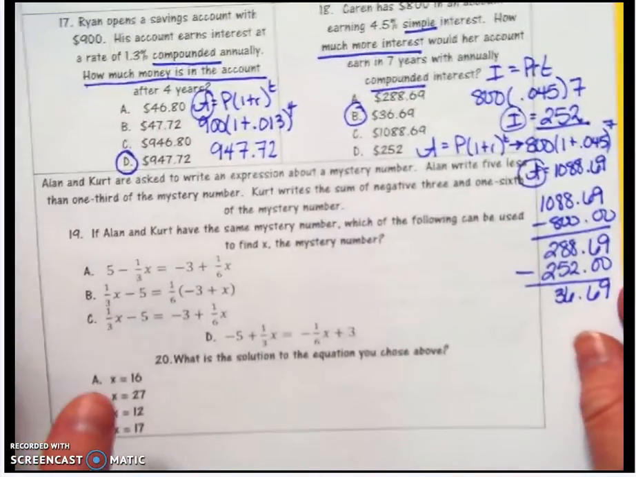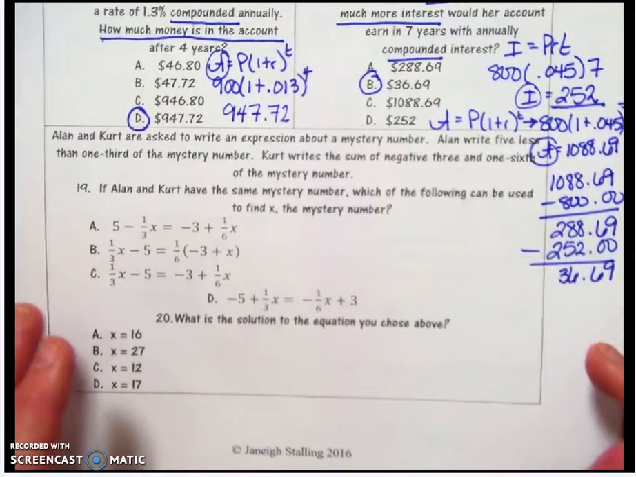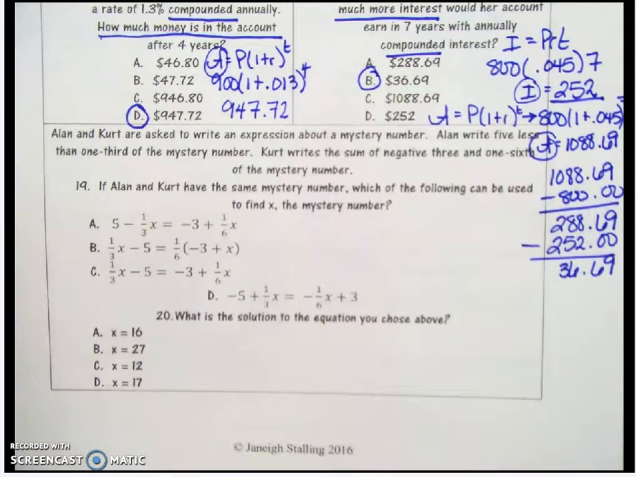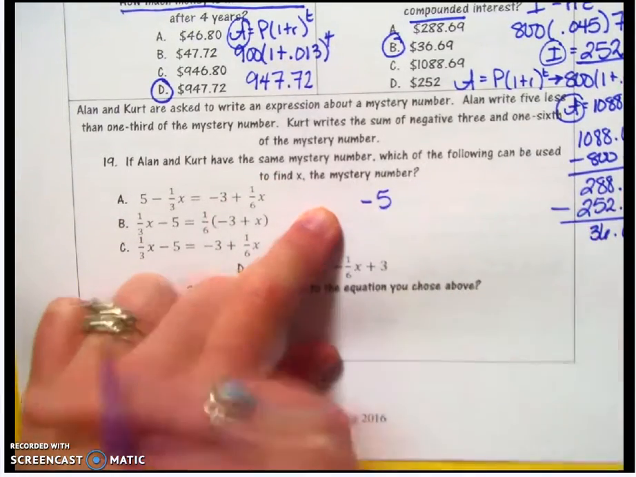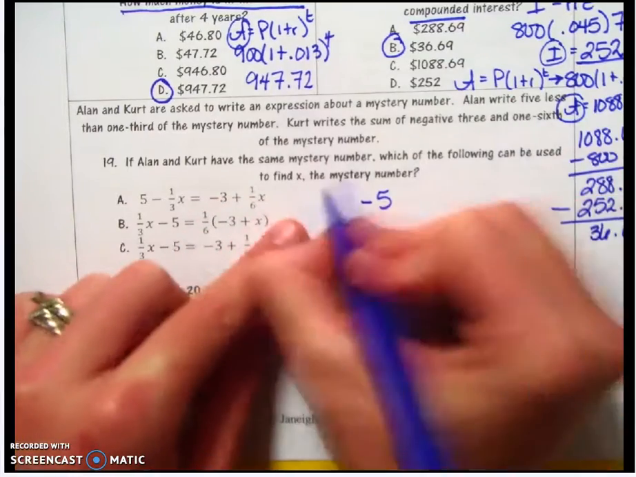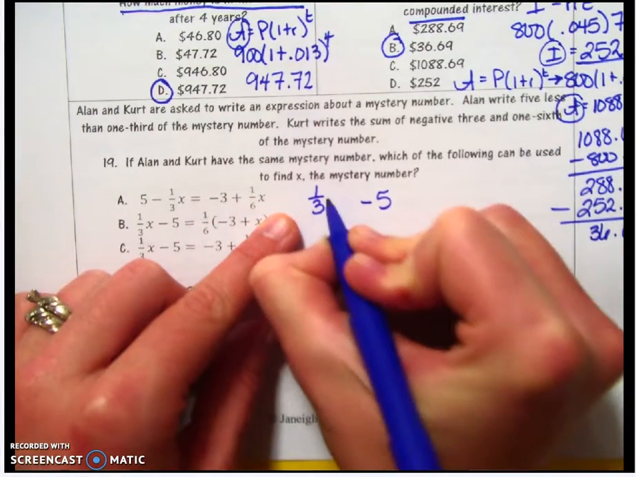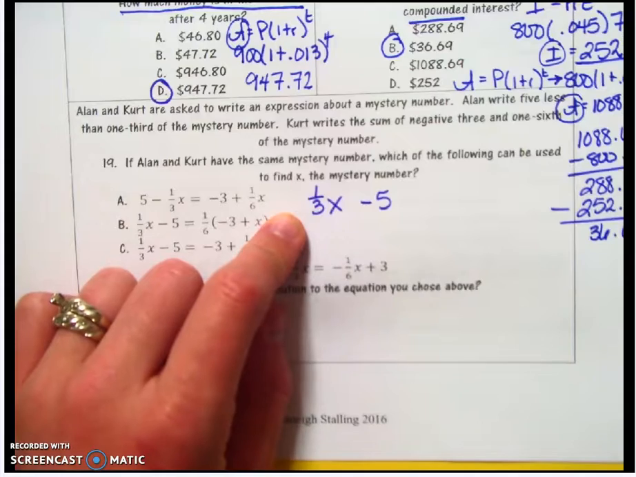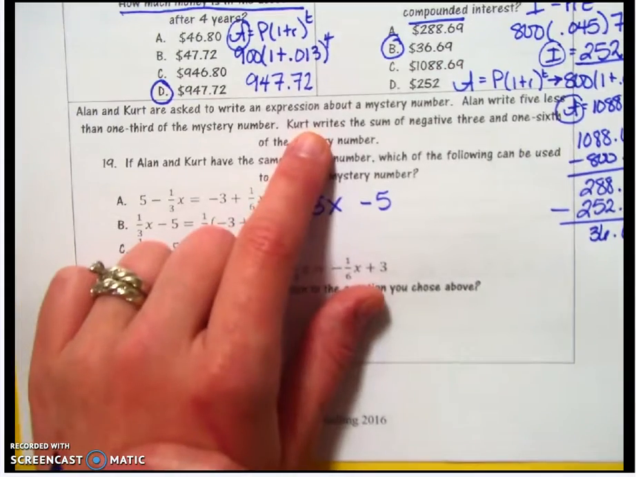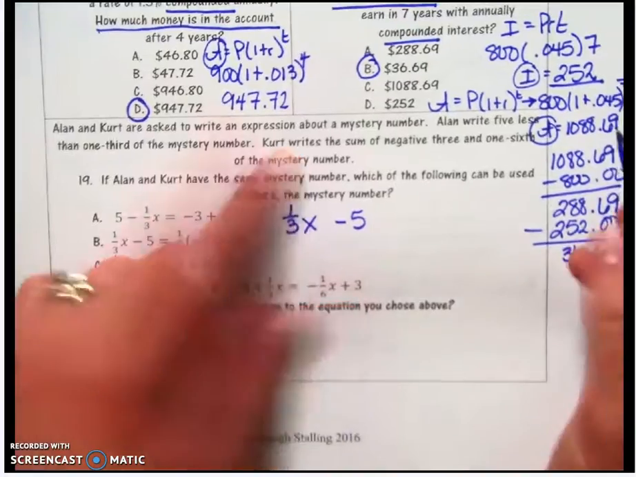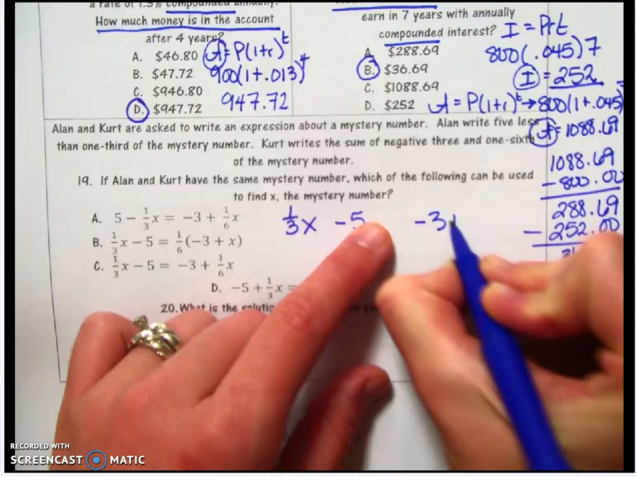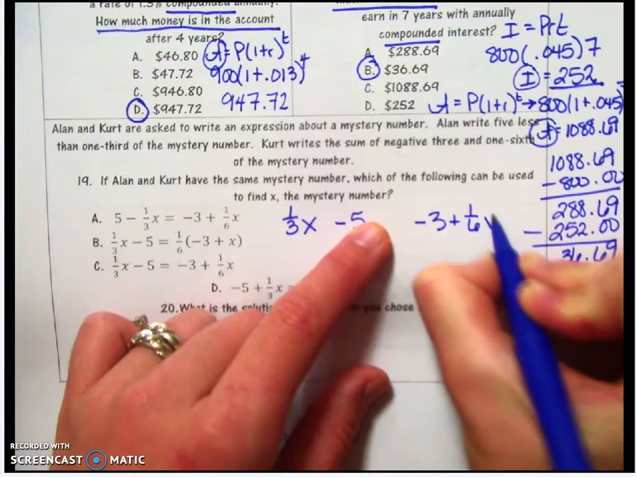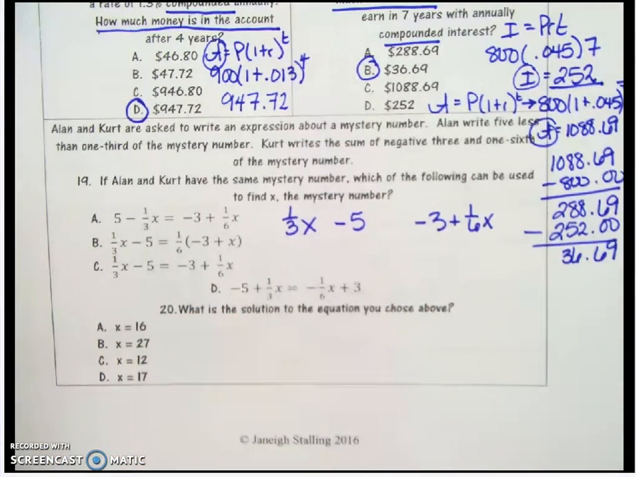All right, our last problem. Alan and Kurt are asked to write an expression about a mystery number. Alan writes 5 less than 1/3 of the mystery number. All right, so Alan writes 5 less, minus 5, than 1/3 of means multiply, and the mystery number we don't know, so that's x. Okay? Kurt writes the sum of -3, all right, and sum means add 1/6 of the mystery number. We don't know what that mystery number is.